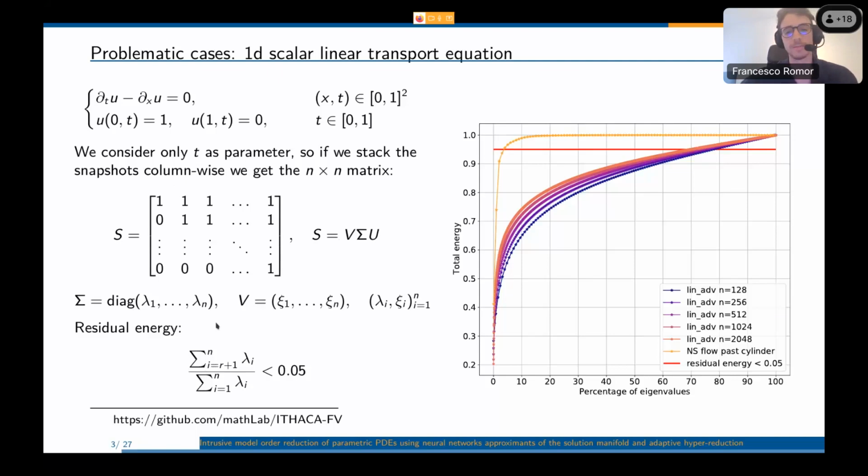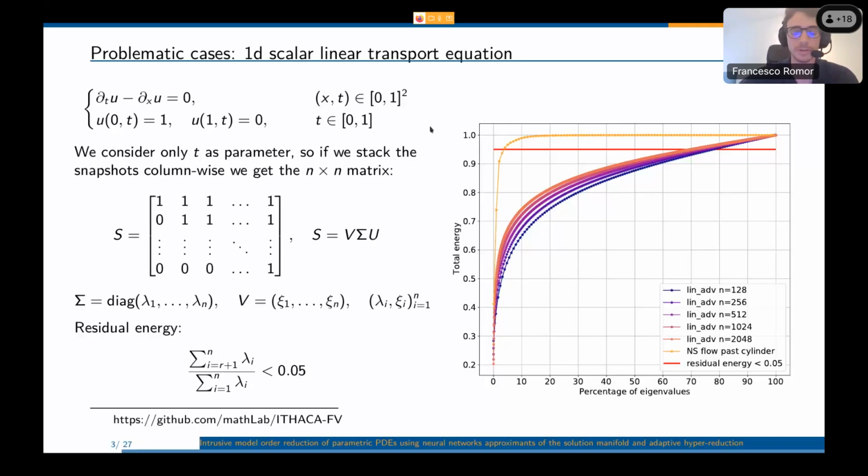you can then plot the residual energy of your system, and you can see that even with different levels of discretization, from more or less 100 to 2000, you need more than 80% of your modes to retain more than 95% of the energy of the system.